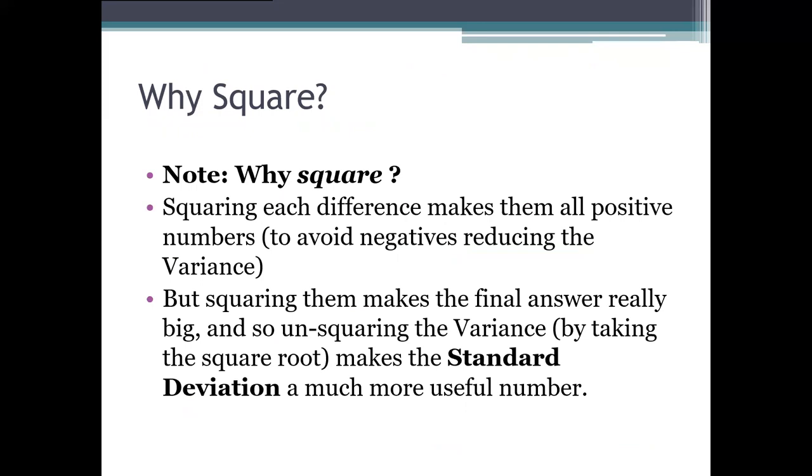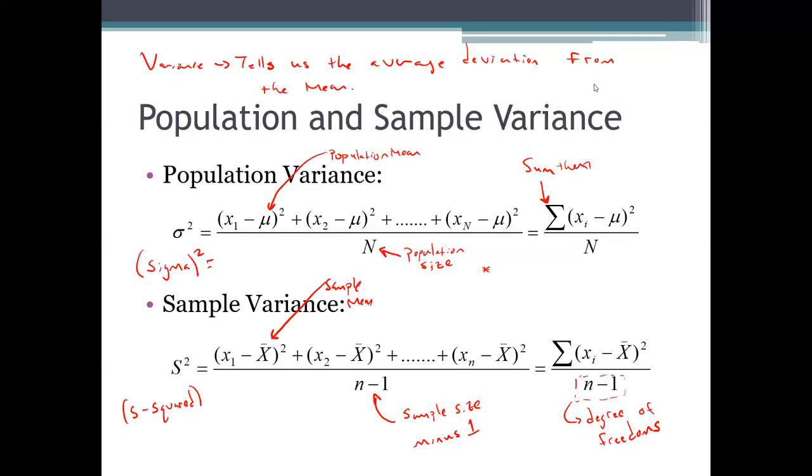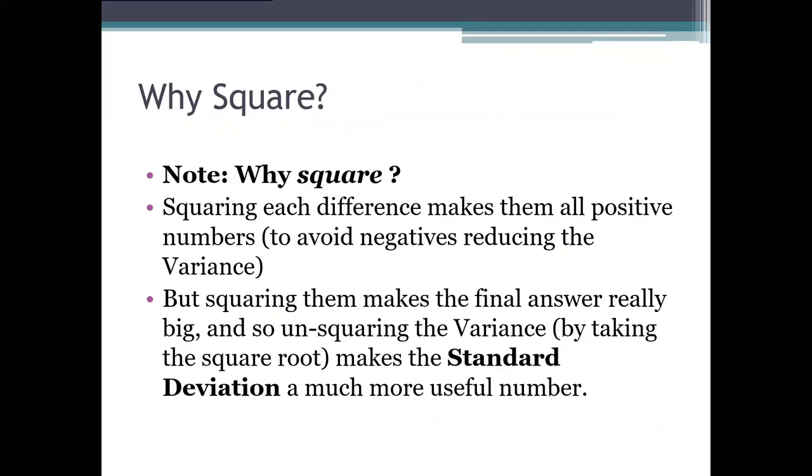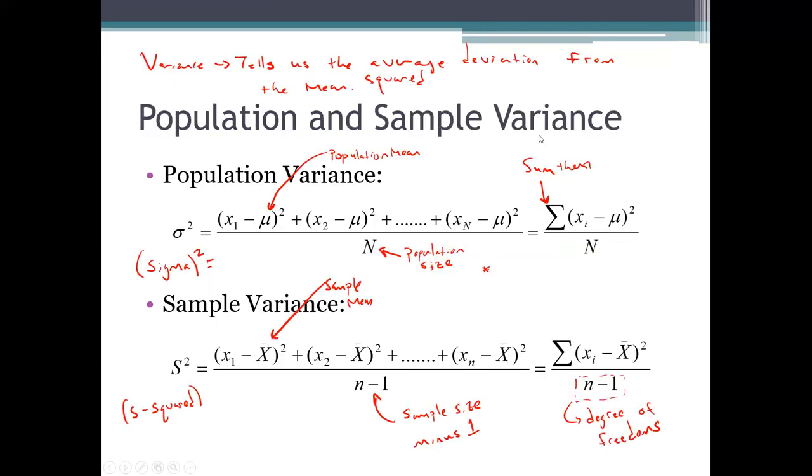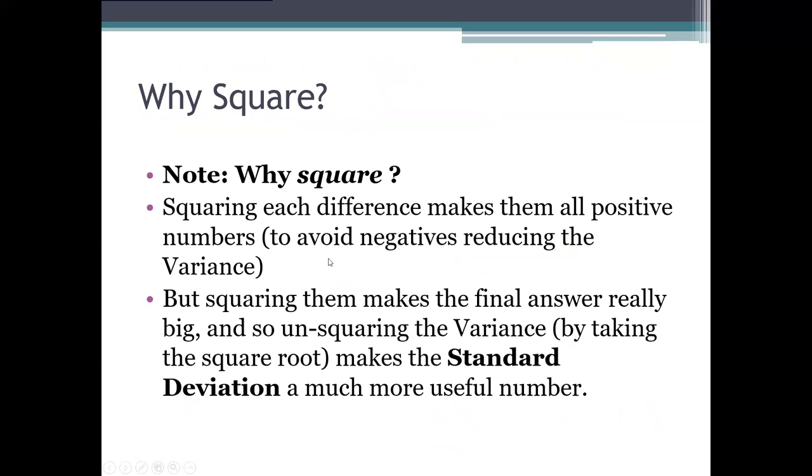But when you square numbers, it makes the final answer really big. And remember, this variance tells us the average deviation from the mean squared. We don't want the squared. So unsquaring the variance by taking the square root is what we call the standard deviation, and this is a much more useful number. The variance tells the average deviation squared from the mean, whereas the standard deviation tells you just the average deviation from the mean.